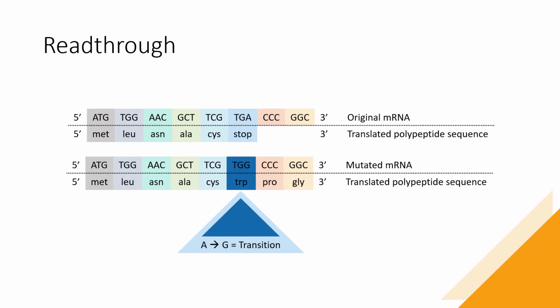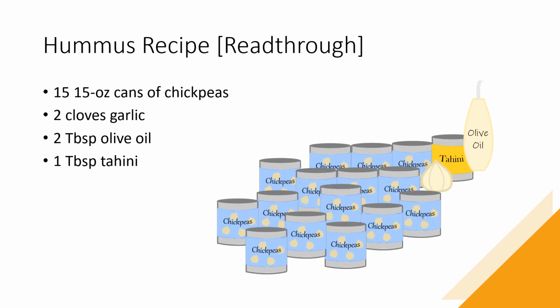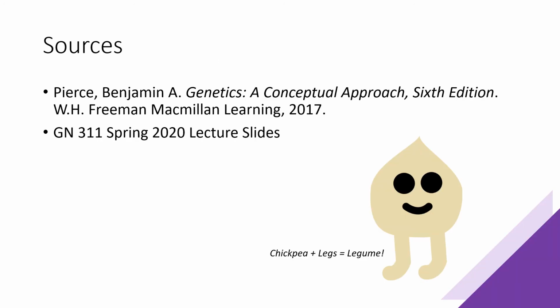Finally, a read-through point mutation happens when a single nucleotide base is switched with another one such that the stop codon is changed to one that codes for a normal amino acid. In this example, the purine A is switched for another purine, G, which is a transition. Revisiting our hummus, 1.5 cans of chickpeas was listed instead as 15 cans of chickpeas. Thus, even though there are the correct ingredients present, there are far too many of them to create the hummus with palatable proportions. Here are my sources.